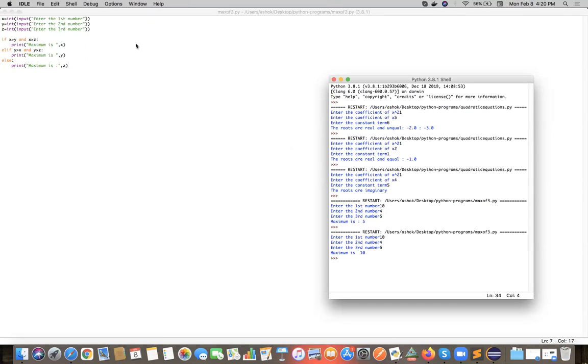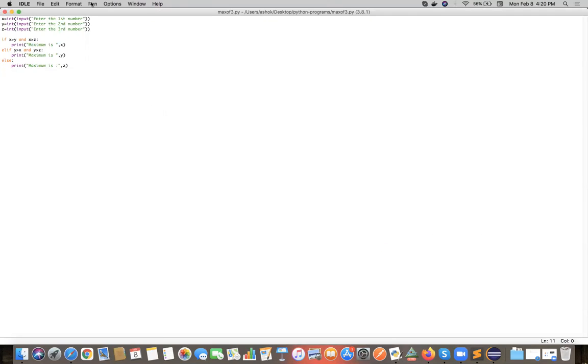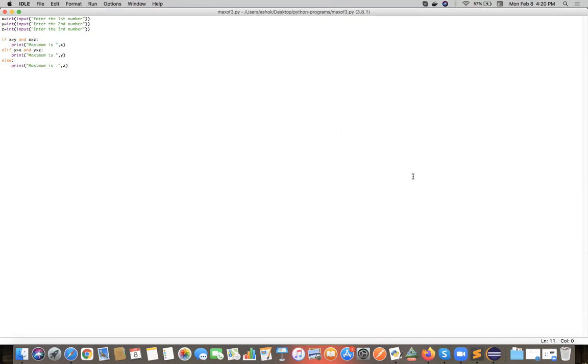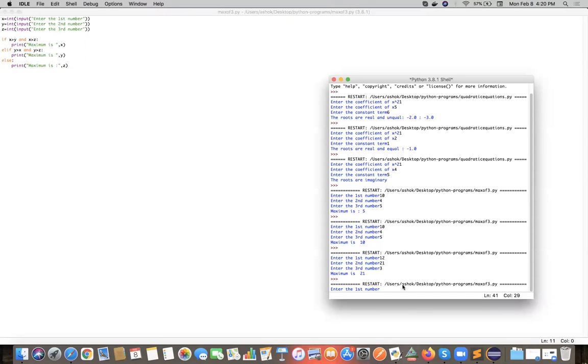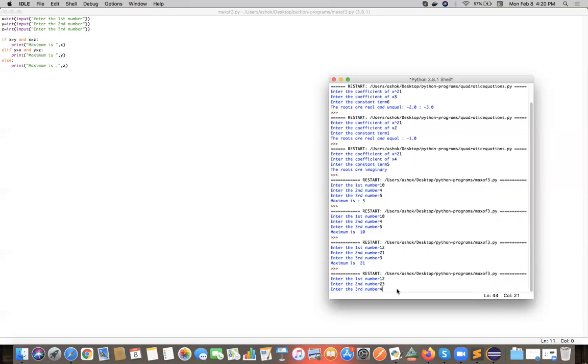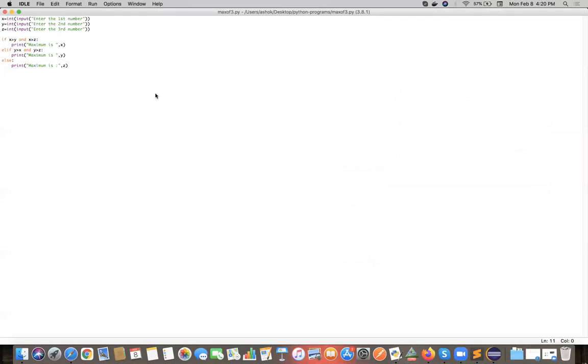Maximum is 10. Right? And then I run again to see 12, 21, 3. Maximum is 21. Why I'm running is I'm making sure the maxes occur in all 3 possible locations, right? 12, 24, 23, 45, maxes 45. So it's okay. The program works.